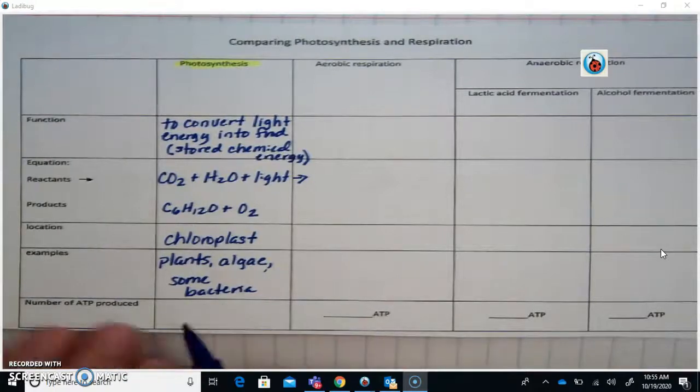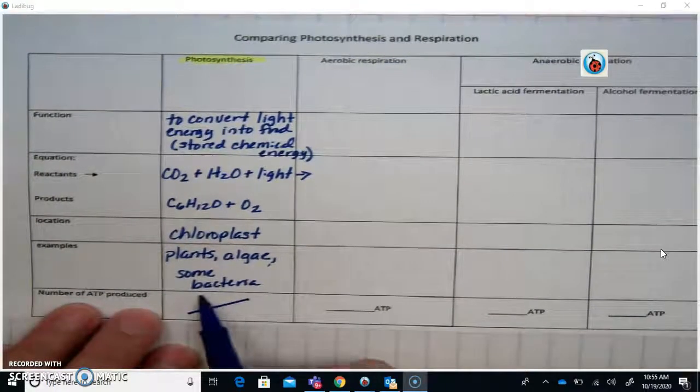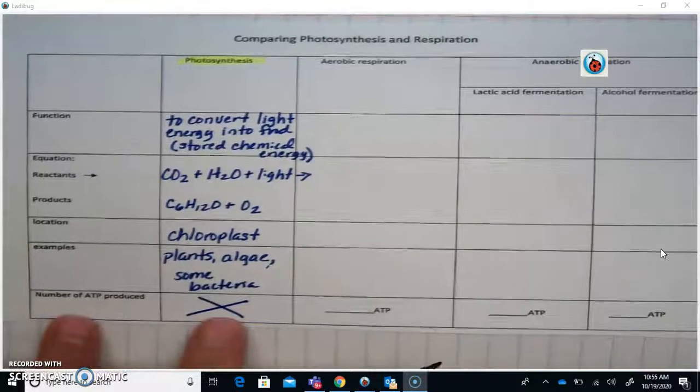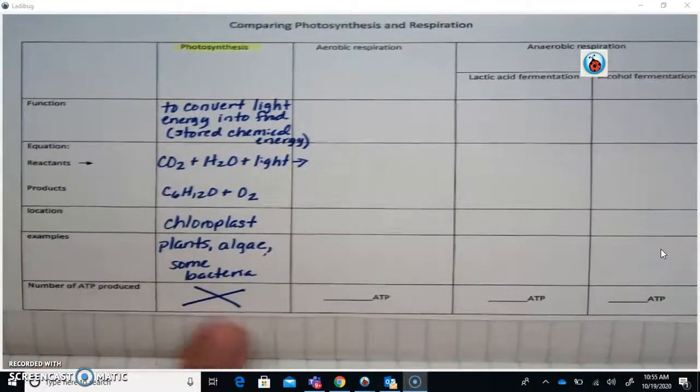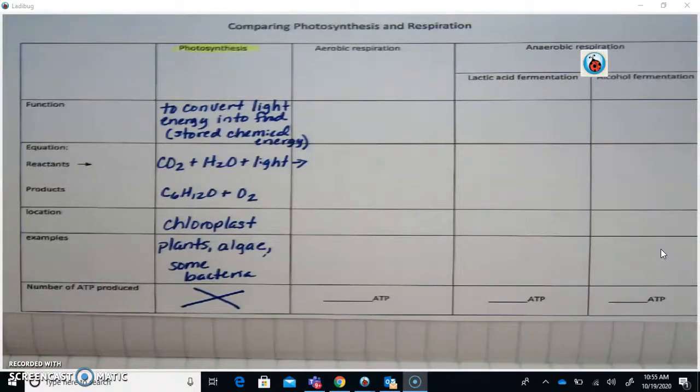And I need for you to put an X here because this one is not going to be filled out. There aren't any ATPs produced as far as any net gain during photosynthesis. Okay, so that is photosynthesis.